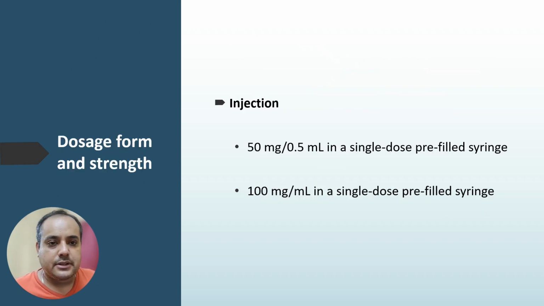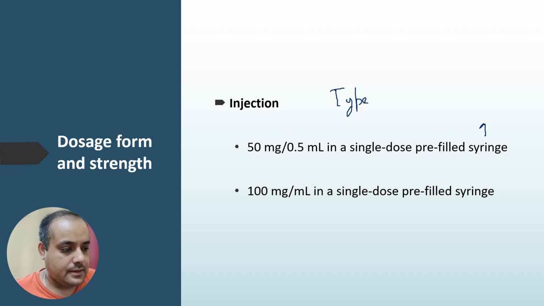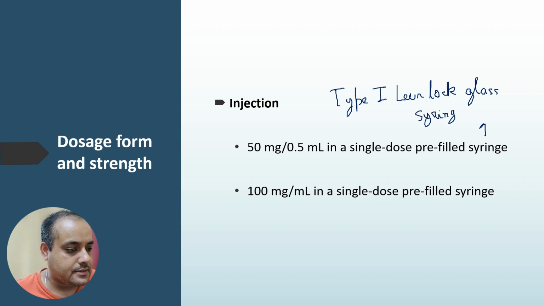Now the dosage form and strength of this drug. This drug is available in a single dose pre-filled syringe, and the type of syringe that we use is known as the type 1 Luer lock glass syringes. This is the type of syringe that we use.